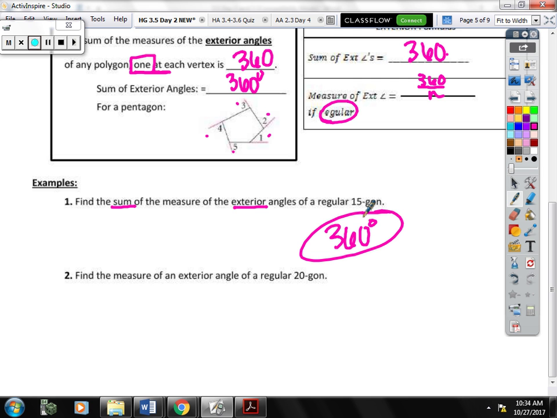They might ask you for the interior. You'll have to use the formula from yesterday. Next one, find the measure of an, which means one, exterior angle. So the measure of just one angle, we would use this formula.